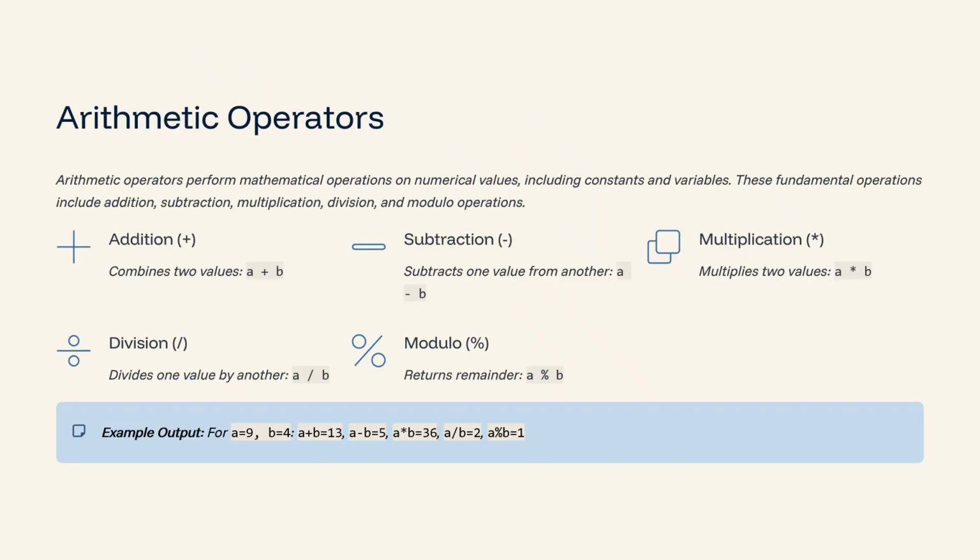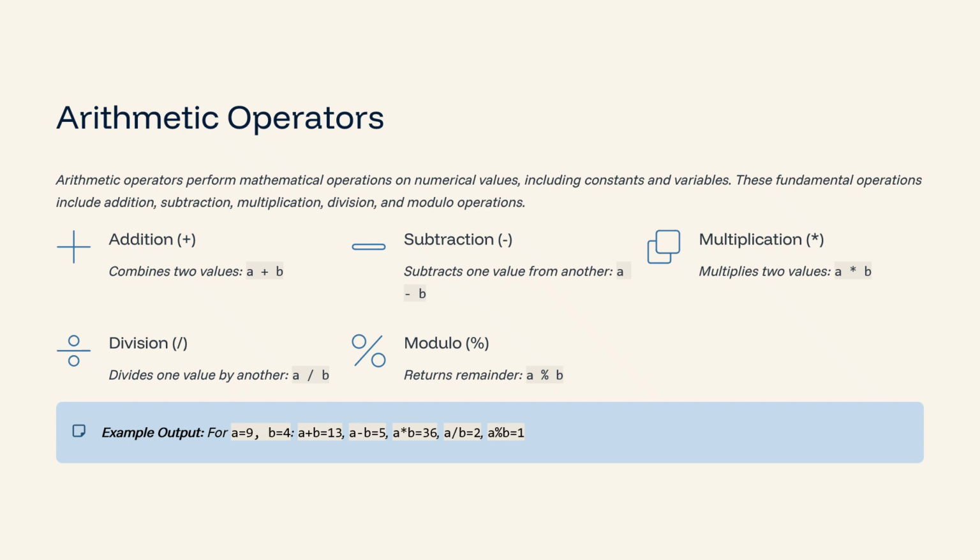Next, we'll look into the classification of operators. C provides different operators. They are mainly classified into arithmetic operators, relational operators, logical operators, assignment operators, increment and decrement, conditional, bitwise, and special operators. Each type has a different purpose. Now, we will see the different types of operators one by one. We'll start with the arithmetic operators.